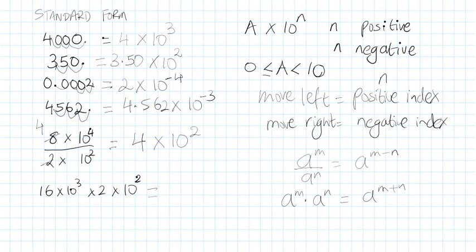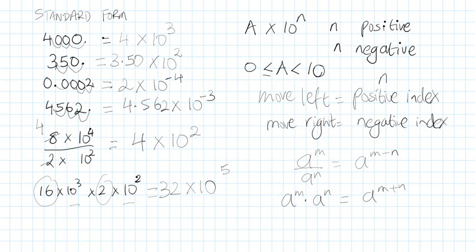And for the last one, once again, we first focus on the numbers. So I multiply 16 by 2, which is 32, times 10 to the power of. You're multiplying the same base, so you add the powers. 3 plus 2 is 5.